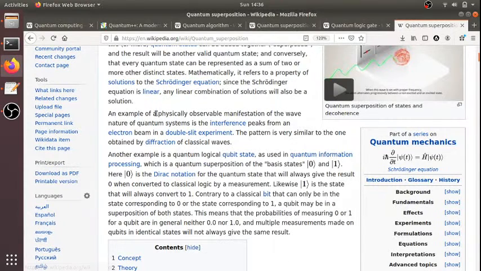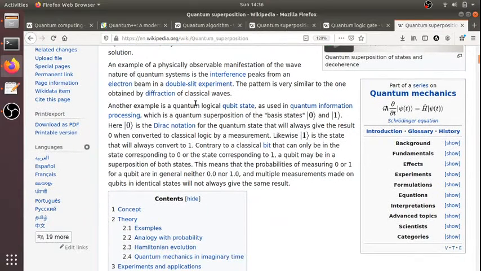An example of a physical observation of wave formation in a quantum system is the interference peaks from an electron beam in a double slit experiment. The pattern is very similar to the one obtained by diffraction of classical waves. Another example is a quantum logical qubit state, as used in quantum information processing, which is a quantum superposition of basis states, the zero state and the one state.